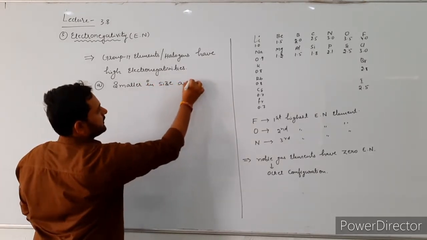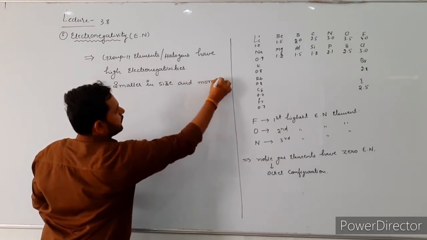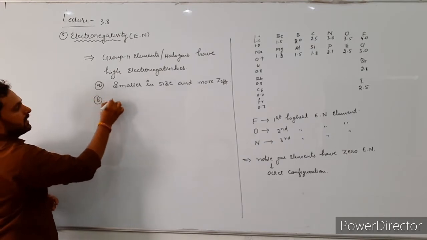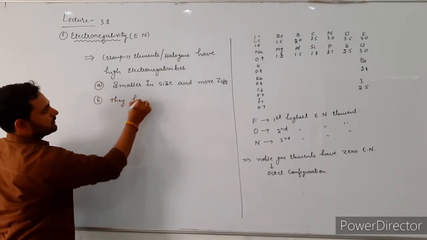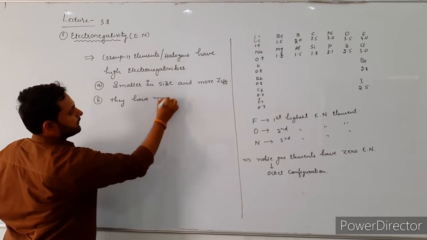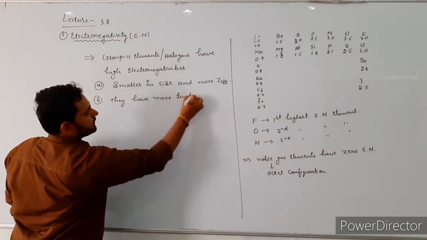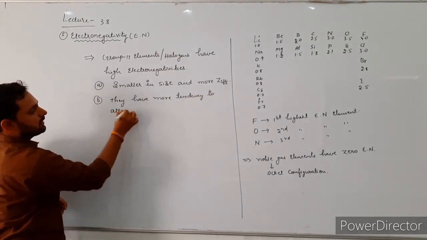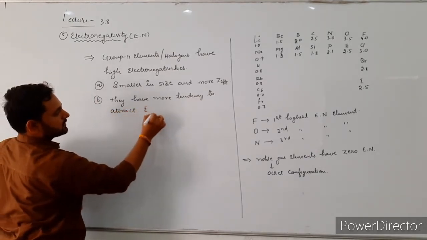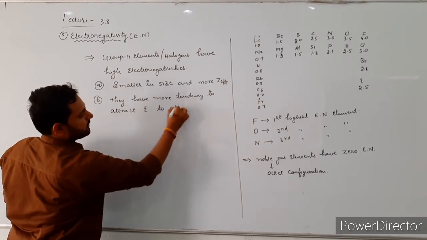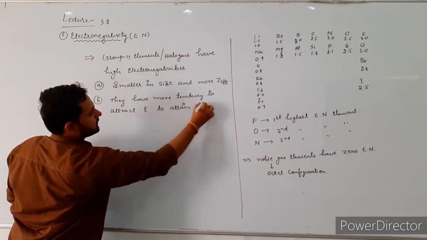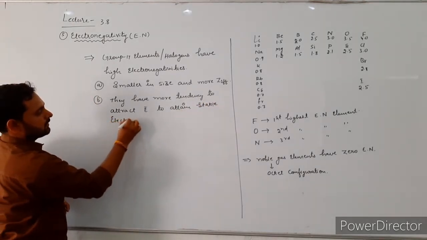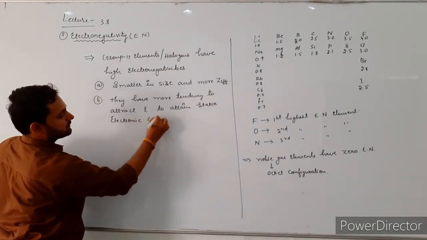And more effective nuclear charge. The second reason is they have more tendency to attract electrons to attain stable electronic configuration.